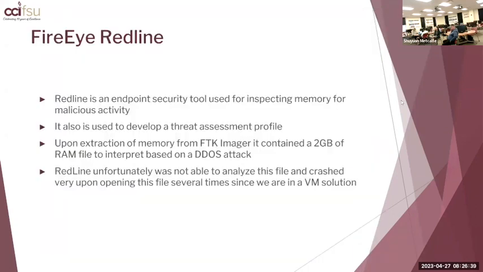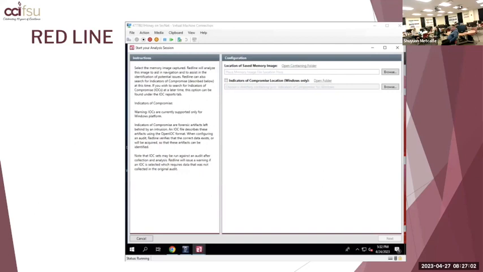This is another picture. He also looked at Redline, which is an endpoint security tool for inspecting memory of malicious activity. It can be used to develop a threat assessment profile. And upon extraction of memory from FTK Imager, it contained a 2 gigabyte RAM file to interpret based on a DDoS attack, but he wasn't able to really get it to work. It was crashing a lot on his VM. He said he tried it like 4 times. It crashed every time. It was just such a load on the VM that he wasn't able to get it to work. But here's a screenshot of it from his VM.